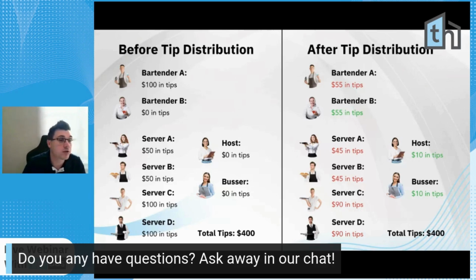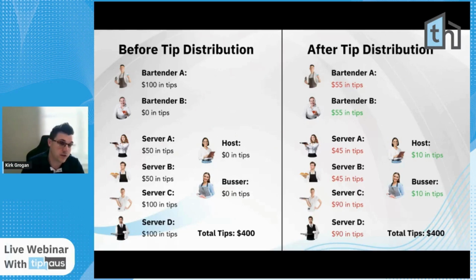So our servers, we have 4 of them working. 2 of them brought in $50 in tips each. 2 brought in $100 each. And then finally, we have our host and our busser, critical members of the entire restaurant, but not directly receiving tips. So when we start to look at this, we have bartenders and servers who should both be giving up tips to the host and busser. And we see here, of course they are. There's going to be 5% getting kicked over from both sides, and they're going to now walk away with $10 in tips each.